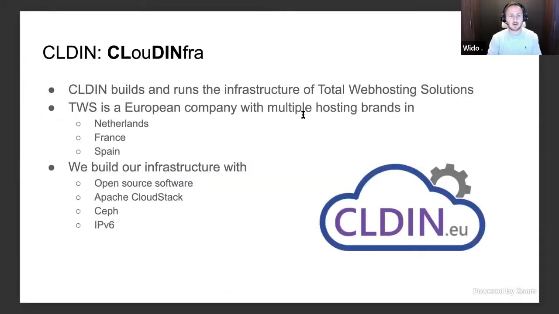So a bit of background about the company CLouDIN and CLouDinfra, as a lot of people know you. You might know me from the CloudStack community, where I used to work for the company PC Extreme. That company is now part of Total Web Hosting Solutions, a hosting company within Europe with multiple brands spread out over the Netherlands, France, and Spain. But we build our infrastructure with open source software: Apache CloudStack, a lot of Ceph underneath it, and IPv6. You might find other talks from me about Ceph and CloudStack and IPv6 and CloudStack, which I gave at earlier conferences. But today we're going to talk about something else: performance.